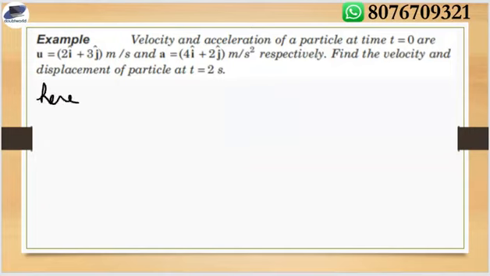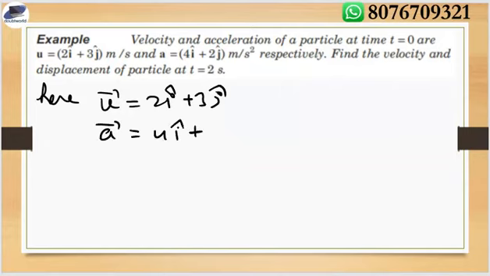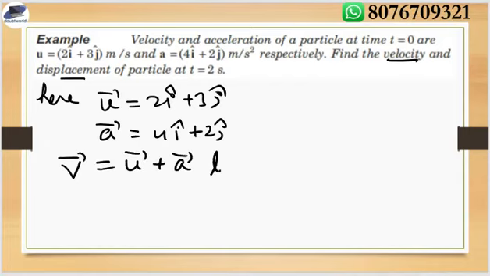So here the initial velocity is 2i cap plus 3j cap and acceleration is 4i cap plus 2j cap. Interestingly, it is time independent. So acceleration is constant. Now we need final velocity and displacement. So we know that v vector equal to what? u vector plus a vector into t only. So let us put it.